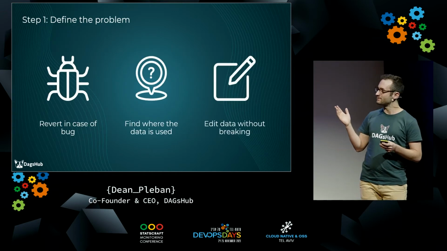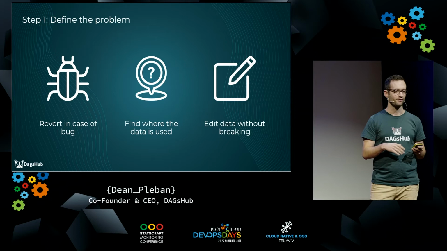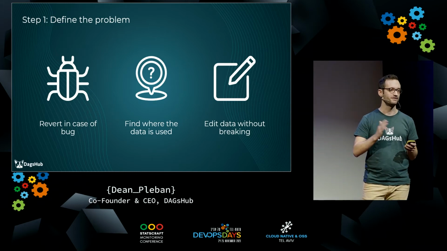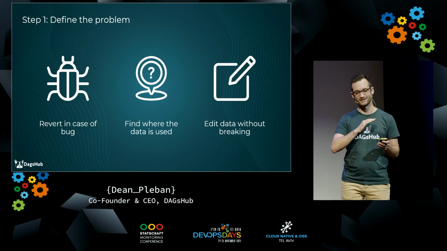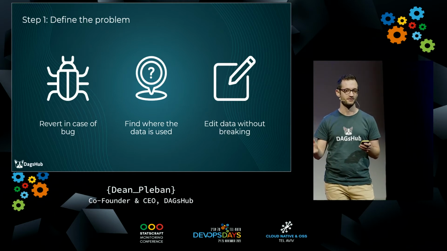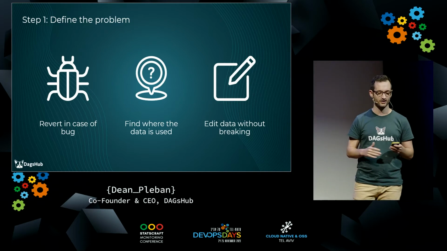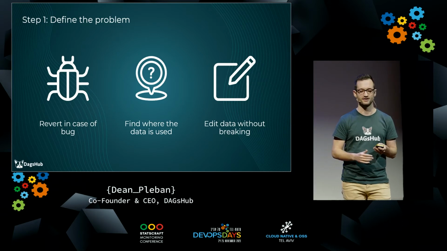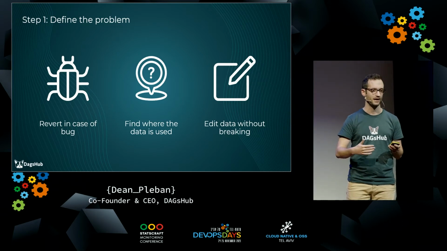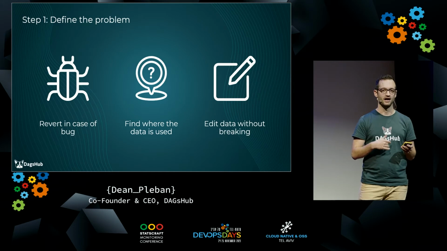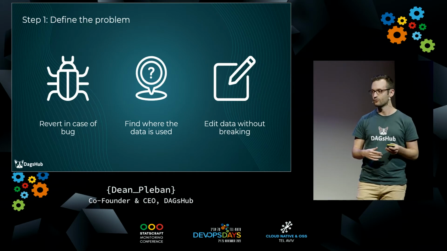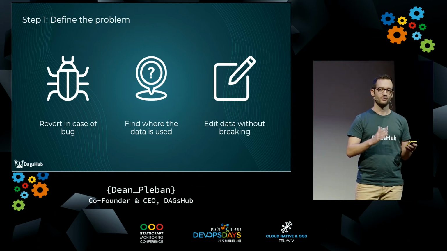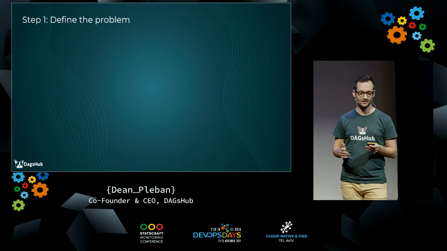So just to drive my point home, here are 3 examples for problems you might have, which can all be solved by data versioning, but will lead to arguably completely different tool selections and different priorities. You can say, I want to revert in case of a bug. You can say, I want to know where my data is used within the organization. Or you can say, I'm editing my data and I want to make sure that I'm not going to break the applications or systems of downstream consumers. And so it's very important to know what is the problem that you're going to solve.